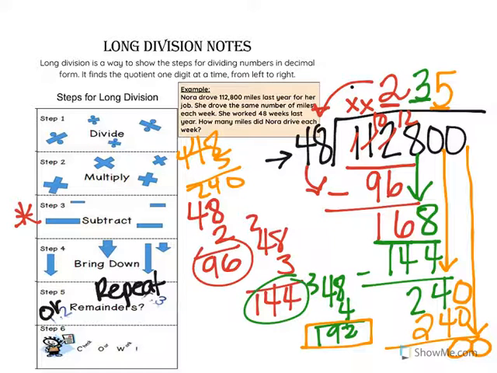Okay, and 48 goes into 0 zero times. So our answer is 2,350, which means Nora drives 2,350 miles each week.